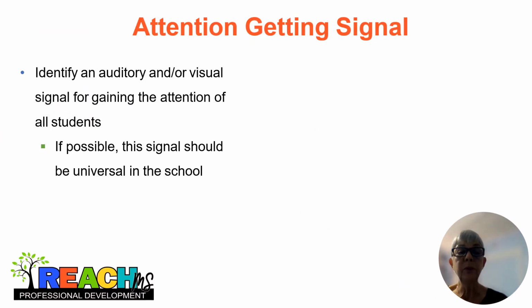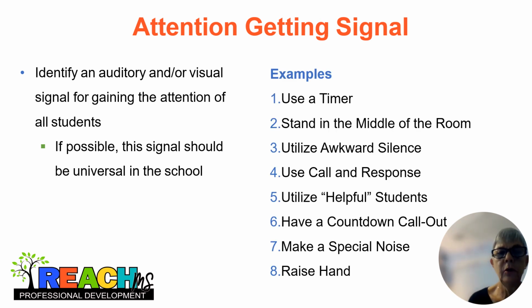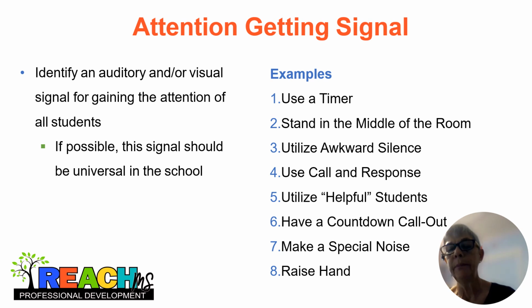All right, so once we've created our classroom rules, then we want to think about our attention-getting signal. It can be auditory, it can be visual. It would be great if it was something that could be used across the school, like school-wide, wherever you might be with your students. Some examples, you could use a timer, you could stand in the middle of the room, you could use that awkward silence, that awkward teacher silence.